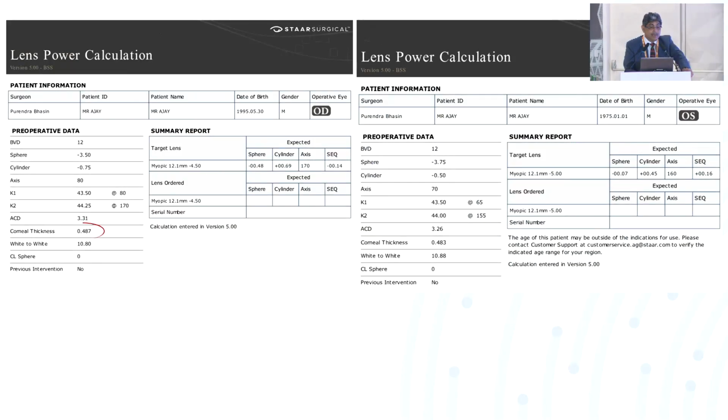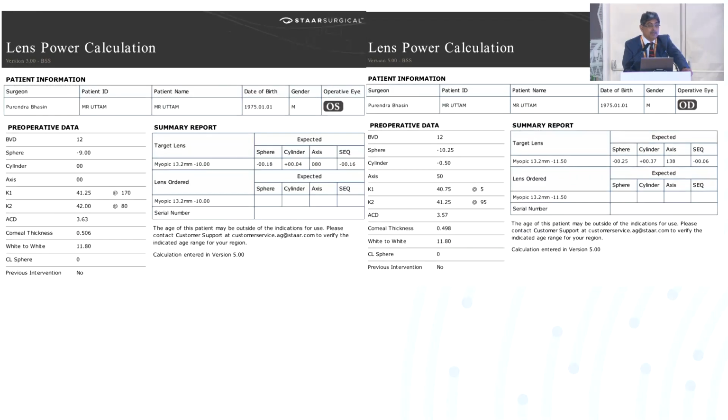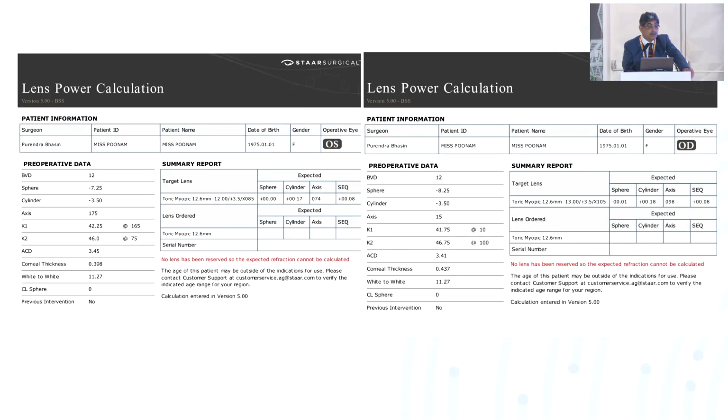So this is a case which has got a thin cornea, 487 and 483 on the right. Although the power is less, it is still better to do. And this is a high power, -9 and -10.25, with the optimum thickness of the cornea, but the power is more, so it is a suitable case for ICL. Another case with the thin cornea, and the power is also more in both eyes.